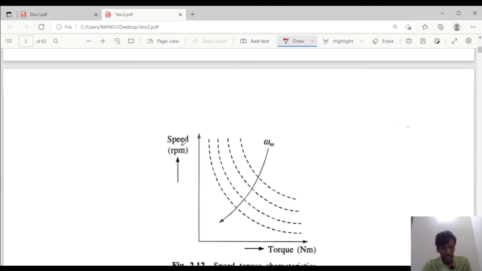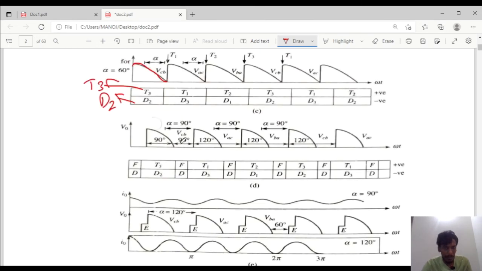If you observe in the waveforms, first T3 and D2 are conducting, next T1 and D3 will conduct, next T2 and D1. This will continue the conduction for the voltages VCB, VAC and VBA. Again after the cycle, VCB will repeat, then VAC and VBA. This will be repeated for alpha equal to 60 degrees.